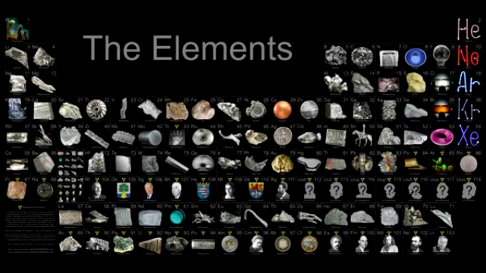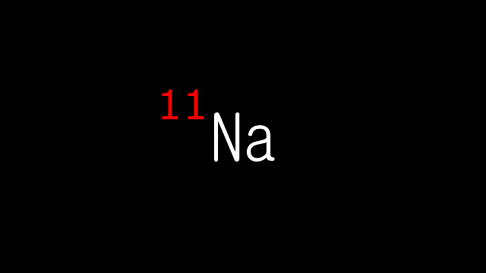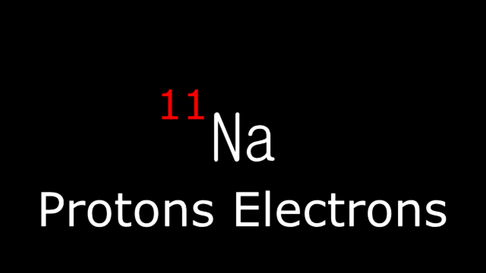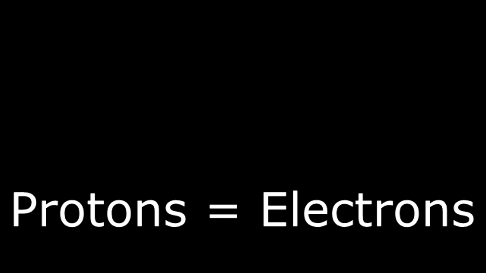Each element is recorded on the periodic table. The elements are recorded in order of atomic number. The atomic number is the number of protons or electrons in the atom. The reason why it can be both is because most elements have an equal amount of protons to electrons. This means that the overall charge of the atom is neutral, as the charges cancel each other out.